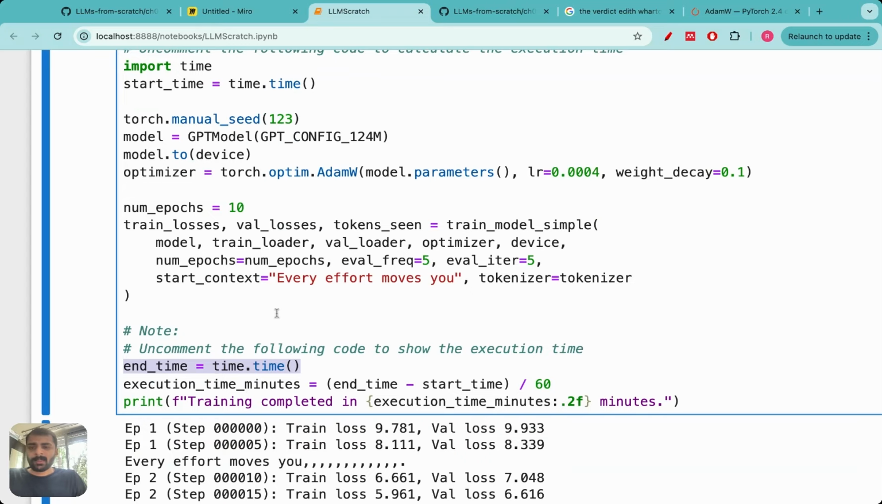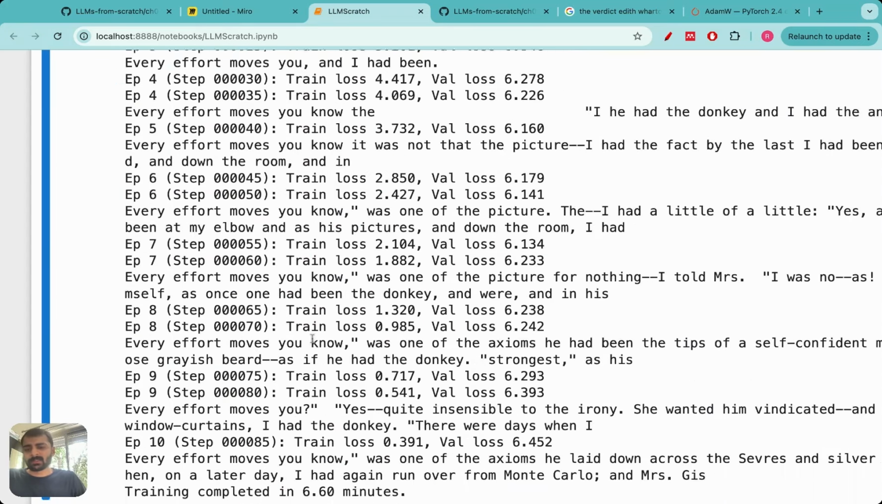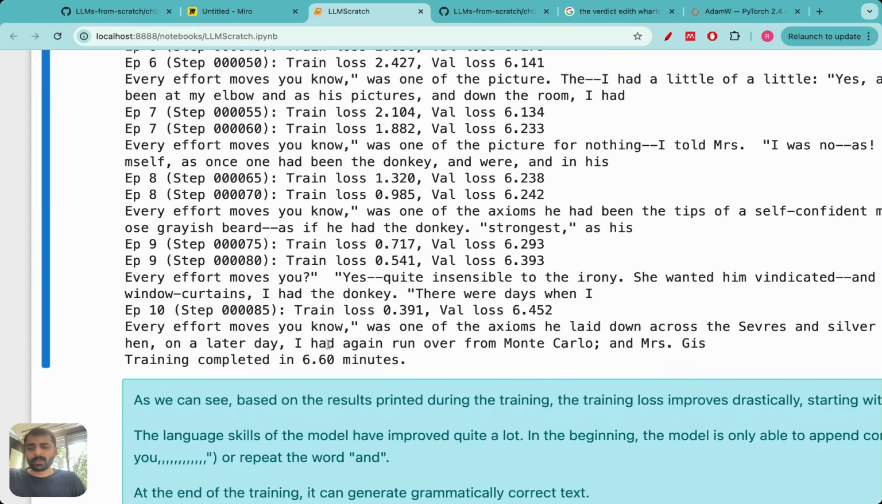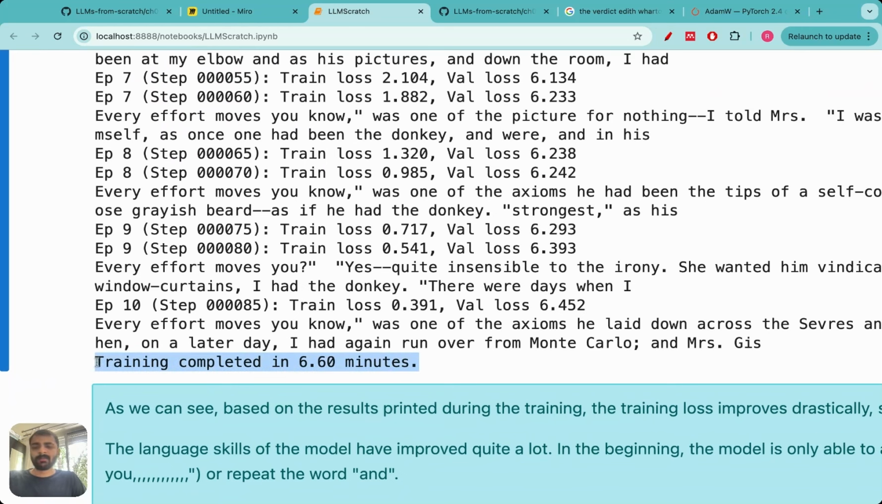So now here you can see that I've already run the training process. Before looking at the output, the first thing which I want to show you is that training completed in 6.6 minutes. And I continue to be amazed by this because I ran an LLM architecture code on my laptop, which was optimizing 160 million parameters, and it was doing it 10 times over 10 epochs.